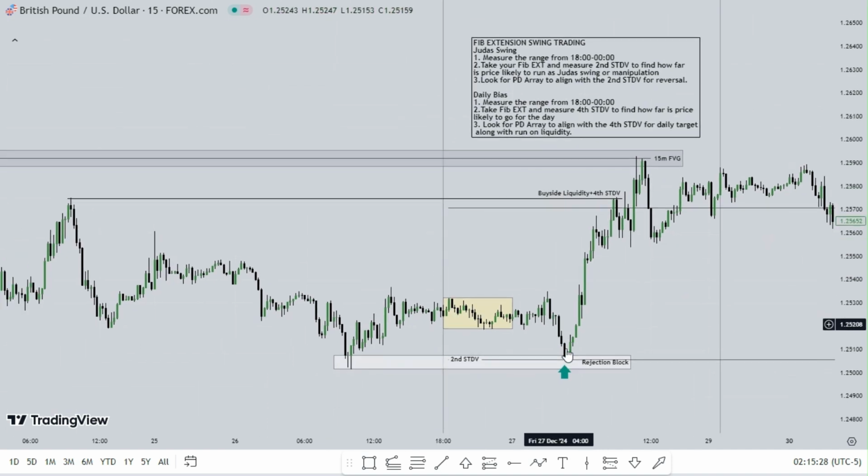which is the Judah swing, and how far the price is likely to go for the target of the day. This can be your exit, or your exit can be on the first standard deviation after the price took out the buy side liquidity. So you can hold a trade from this Judah swing, which is the rejection block here, to this high. In this example we are using a fib extension.